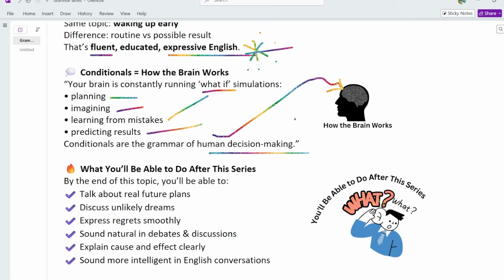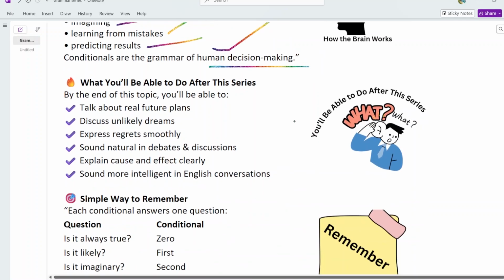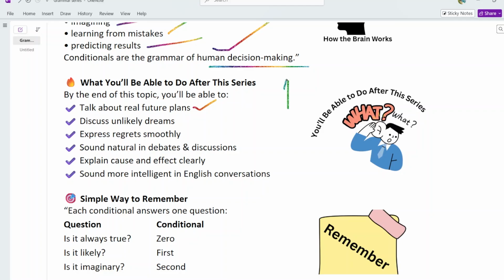All right, let's go ahead and understand what you will be able to do after learning these conditional sentences. By the end of this topic, that is around 5 or 6 days from now, you'll be able to talk about real future plans and an advanced structure, discuss unlikely dreams, probably hypothetical situations, express regrets smoothly, like something that you regret you shouldn't have done in your past, you will be able to talk about that as well. Sound natural in debates and discussions.